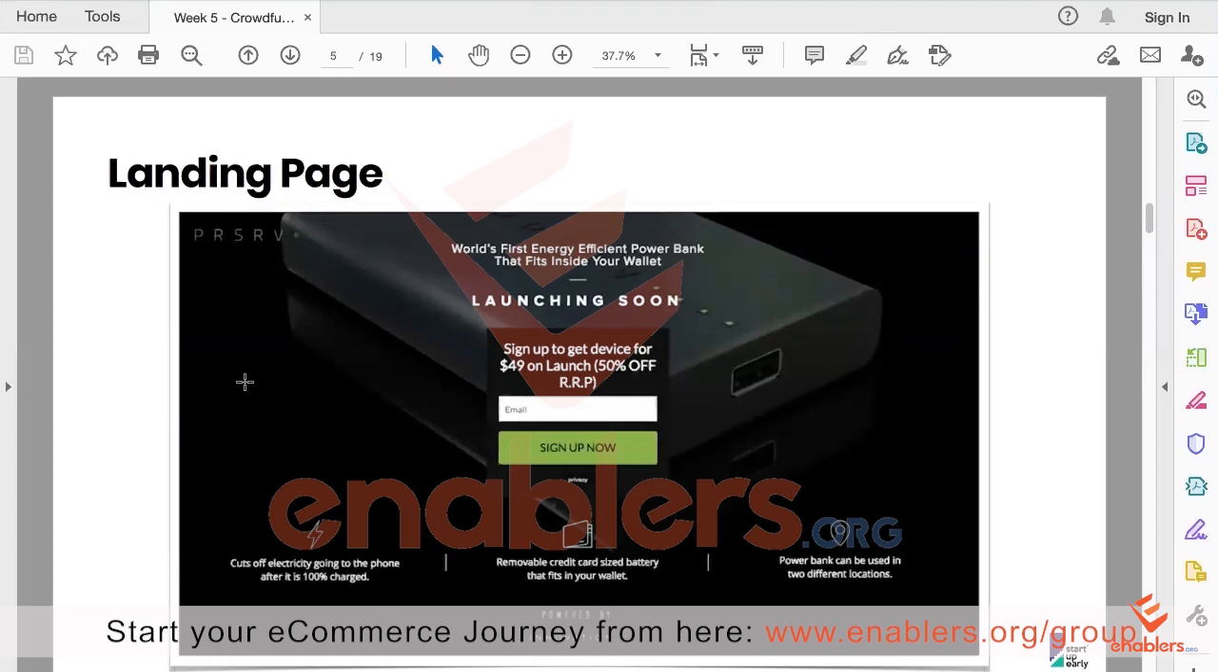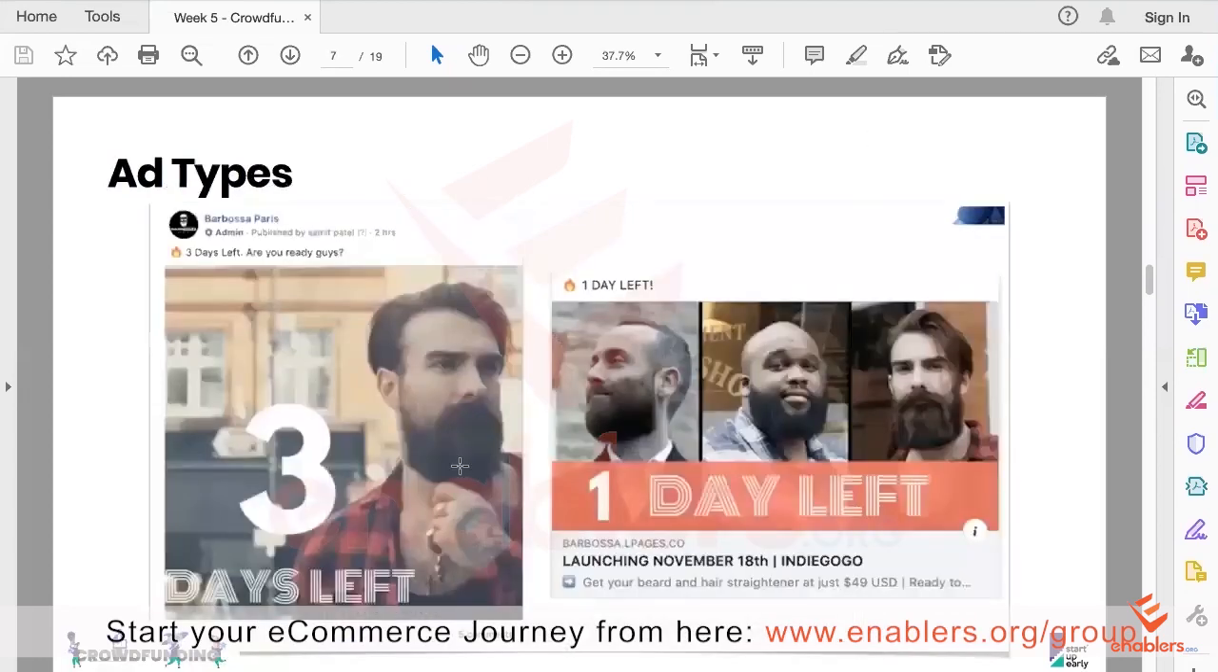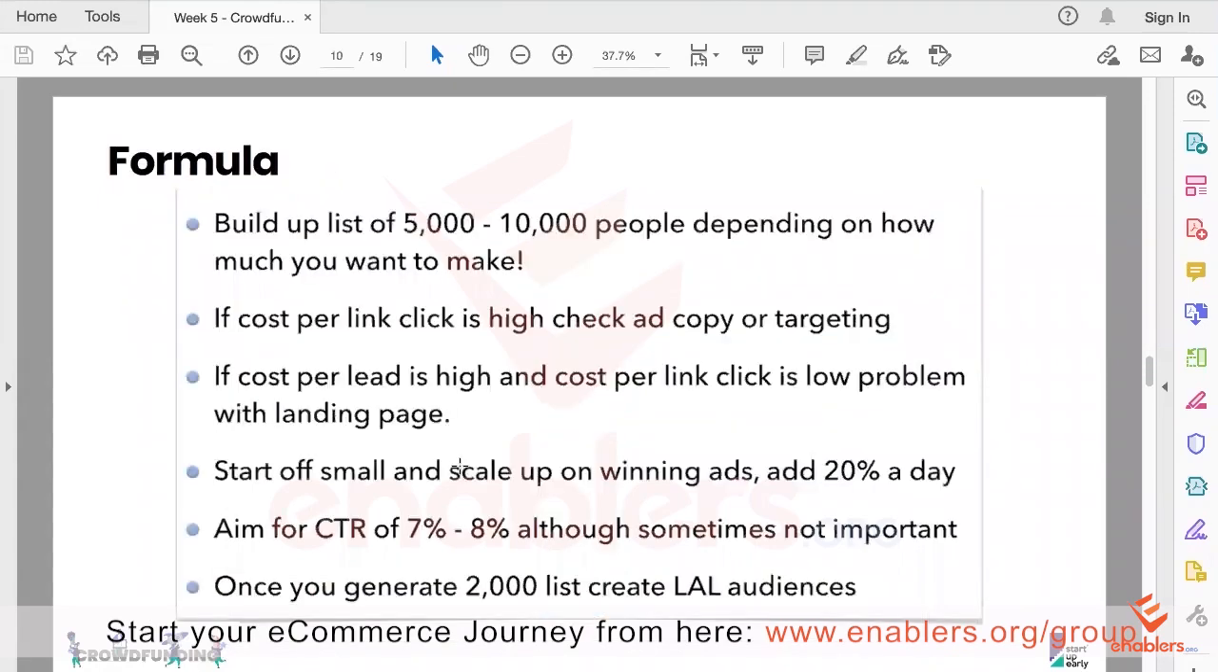Then it's all about how easy to read and nicely designed your landing pages are, that simply there is one box in the middle, where you put your email address and you move on. So that could also potentially be the case, that if cost per lead is high and cost per link is low, then the problem comes in your landing page.